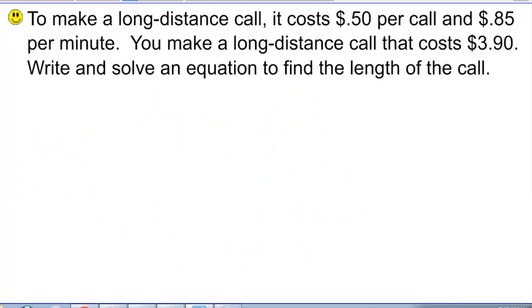So here's another example that you can do on your own. The problem says to make a long distance call, it costs 50 cents per call and 85 cents per minute. So they're charging you 50 cents just for making the call, and then an additional 85 cents for each minute after that. You make a long distance call that costs $3.90. Write and solve an equation to find the length of the call. So this kind of goes back to the ancient days when we used to have to pay for long distance before a cell phone. Go ahead and write the equation, then unpause the video and see if you have the same equation that I do, and then you can solve it after that.